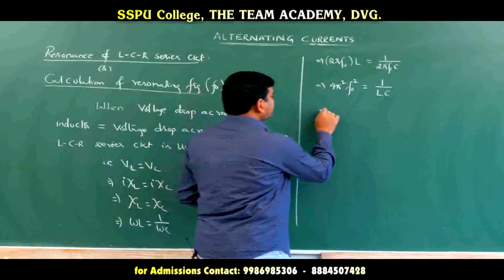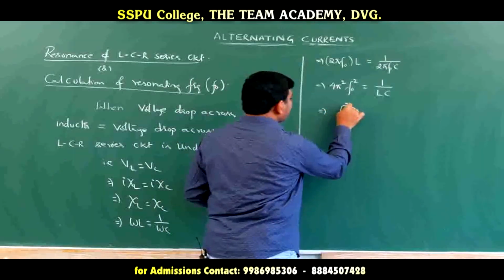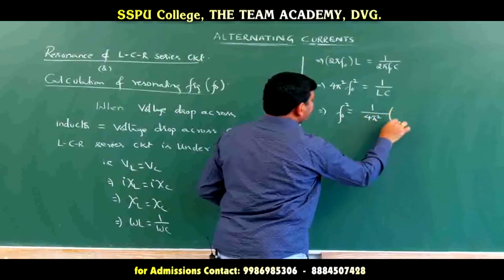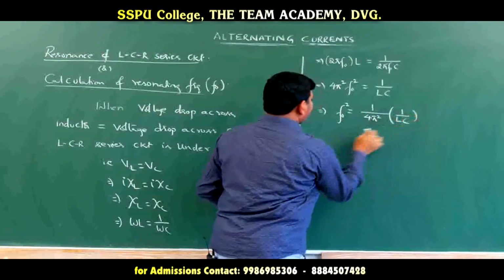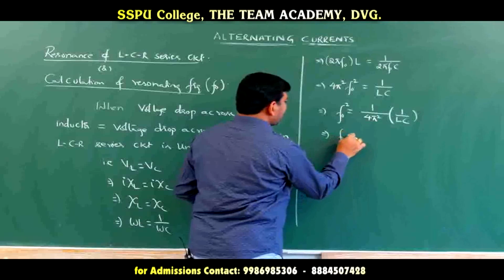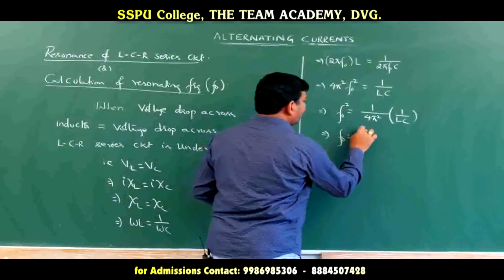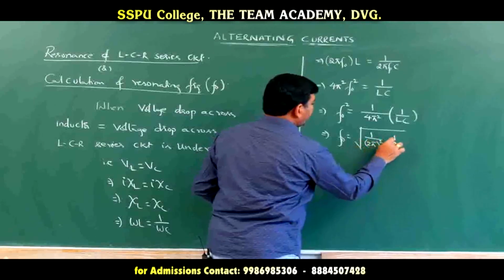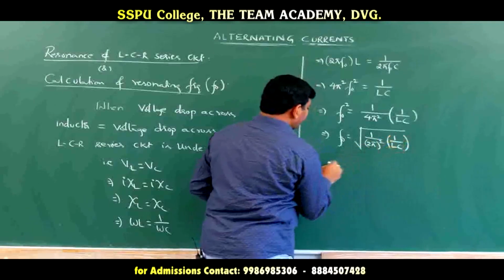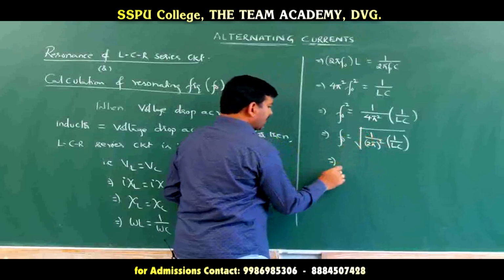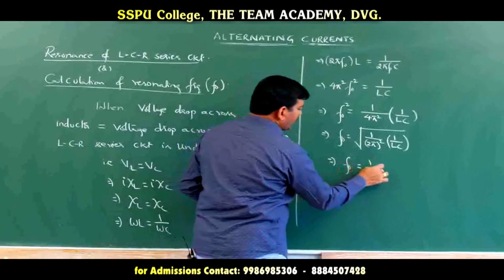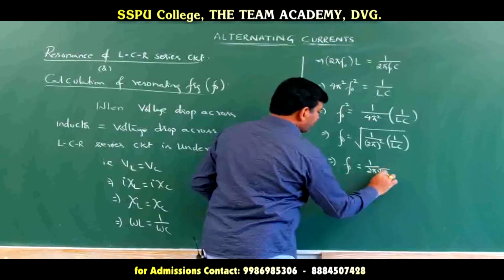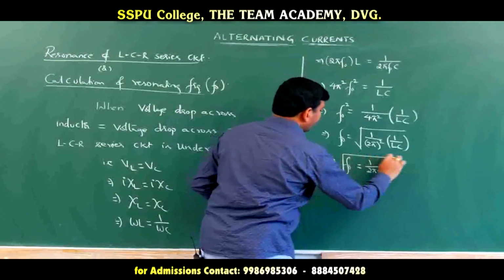From this, f naught square is equal to 1 by 4 pi square into 1 by LC. This implies f naught is equal to square root of 1 by 2 pi whole square into 1 by LC. This implies the square and root will cancel. Therefore, f naught is equal to 1 by 2 pi into root LC. This is the formula for resonating frequency.